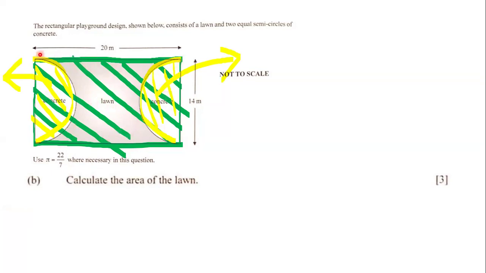We find the area of the whole rectangular shape, the area of the whole thing. And then we find the area of the concrete, the semicircular portion, and we take it away from the area of the whole rectangle. When we do that, we'll be left with just what's in the middle, the area of the lawn. That's the gist of how we're going to do it.